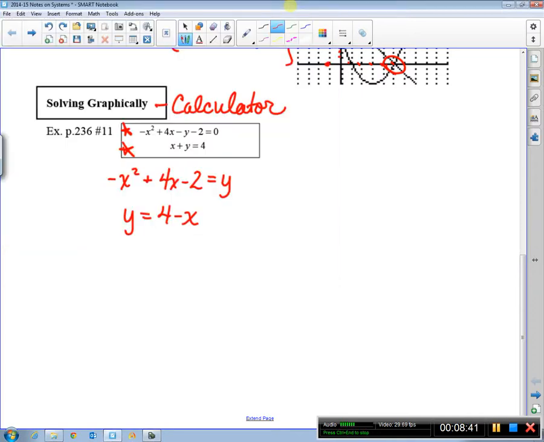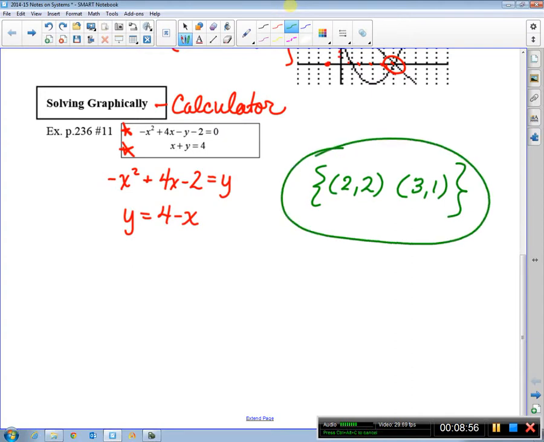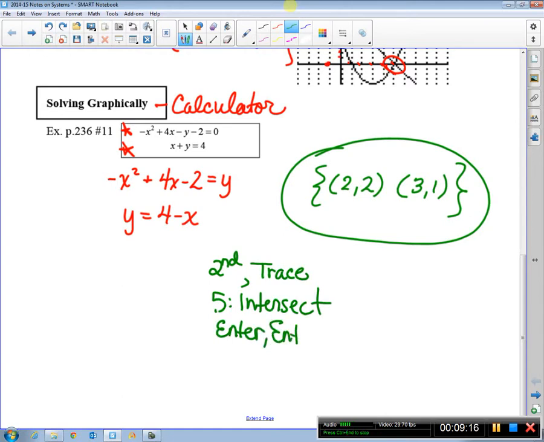So we found the coordinates of the intersections. 2, 2 was one point, and 3, 1 was the other point. So that was graphically. And remember those steps. We had second, trace, which brings up a nice menu. We chose intersect. And then basically you just need enter, enter, enter. But you do need to be close to the intersections.